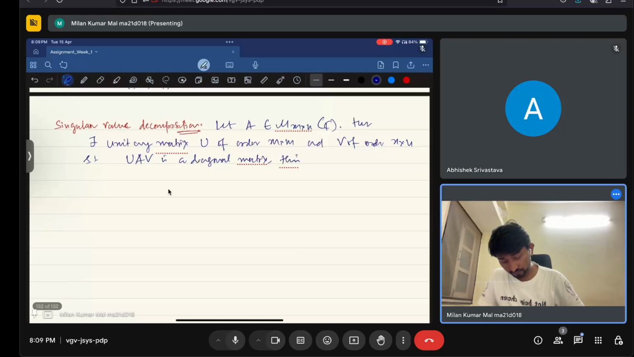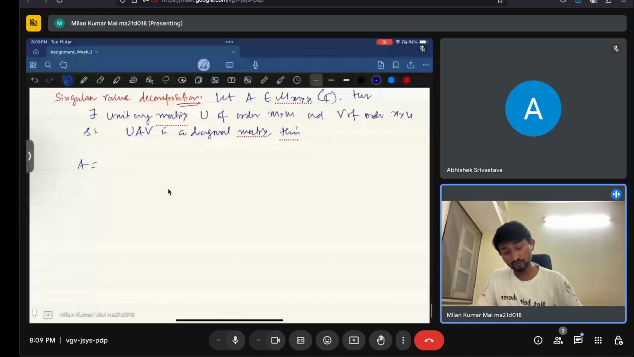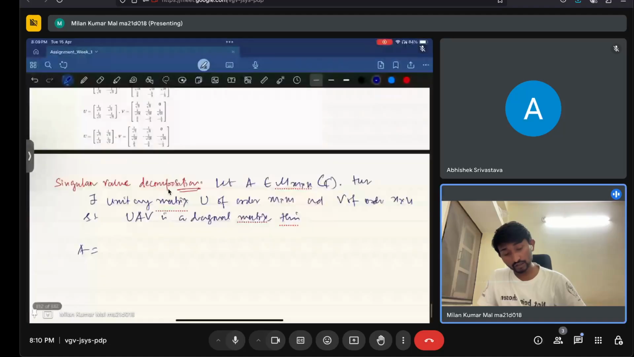First we have to write what A was. A is [3 2 2; 2 3 -2]. And A star A is the product of the 3 by 2 matrix [3 2; 2 3; 2 -2] with A, where A is 2 by 3 and A star is 3 by 2.